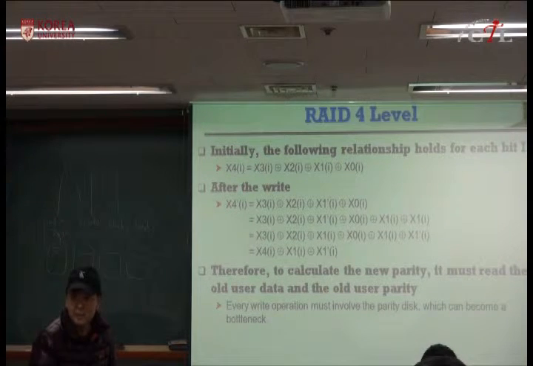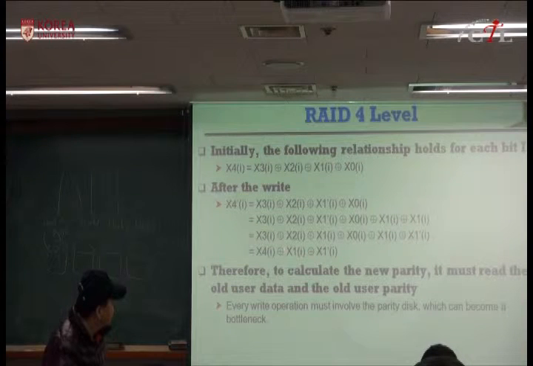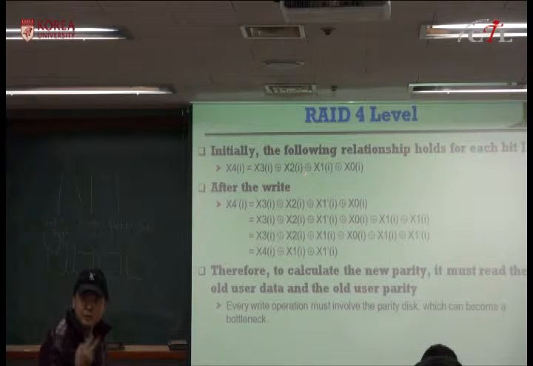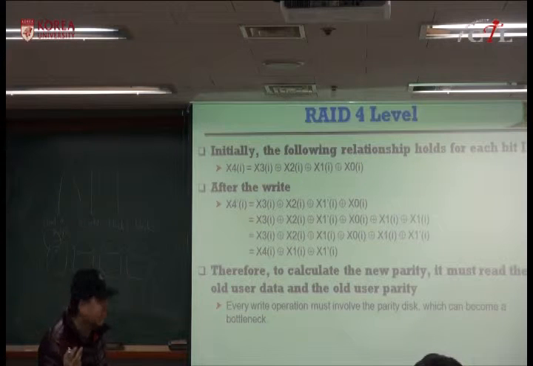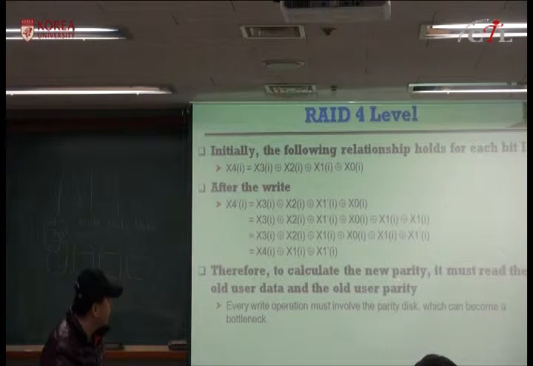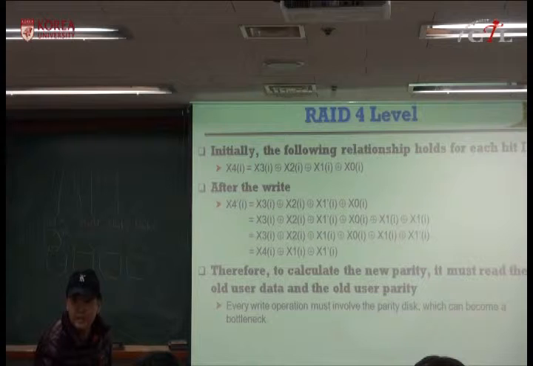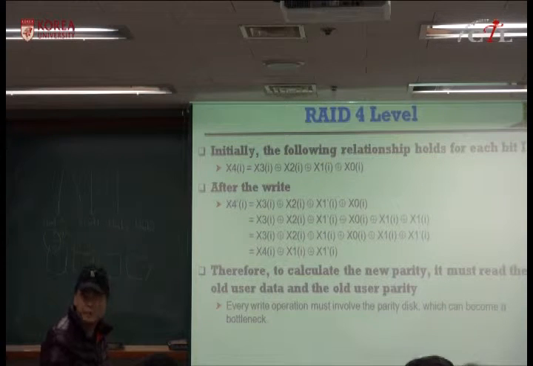Okay? So this means you have to read the two old values, right? And you have to write this one, and you have to write this one. So you need two reads and two writes. Okay, that's what it means. Therefore, to calculate the new parity, you must read the old user data, which is X1 of I, and the old parity, which is X4 of I. And then you have to write this one, and you have to write that. So every write operation must involve the parity disk, and sometimes this can be a bottleneck. Okay? So this is RAID level 4.